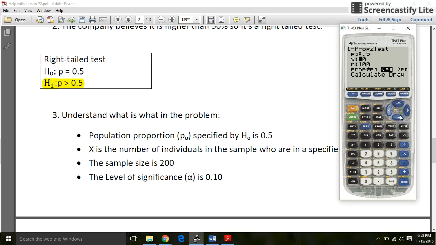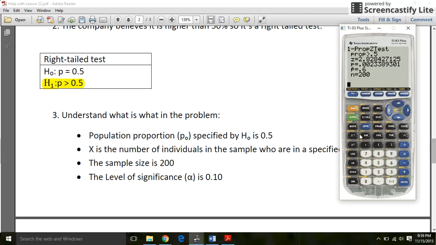All right, so 120 people enjoyed their job. That's my first category I'm looking at. Remember, these have to be in two categories. So I'm saying my first category is people who enjoy their jobs, and the next category is people who don't enjoy their jobs. So for people who enjoy their jobs, it's 120. And then for my N, it's going to be 200. And again, I said this was a greater than, so I'm going all the way down to the last choice for my alternative hypothesis and hit enter. And then I go to calculate.